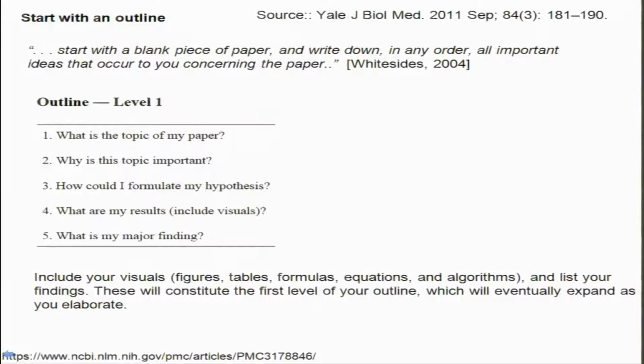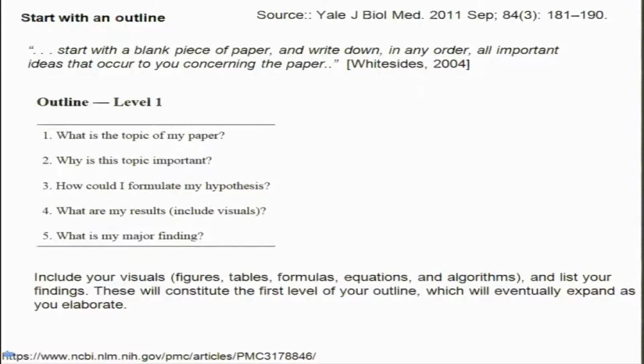And you can see now, what are my results? It includes visuals. You may have a chart, a bar diagram, gel pictures, chromatography output. Or it could be a table, a sequence, behavior if there is a video, whatever it is, you have to gather everything. So all the visuals include figures, tables, formulas, equations, algorithms if you are developing some methods, and also list your findings. These will constitute the first level of your outline, which will eventually expand as you elaborate.